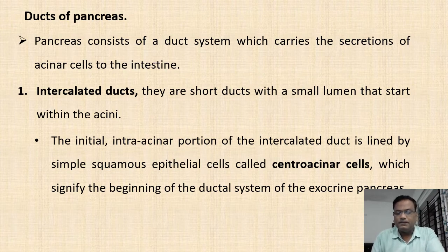Now pancreas, the exocrine part means the gland with duct. Now what are those ducts which are present in the pancreas? Pancreas consists of a duct system which carries the secretion of acinar cells to the intestine. Now what is the secretion of acinar cells? Acinar cells produce enzymes, and the collective fluid which is produced by the pancreas is called pancreatic juice.